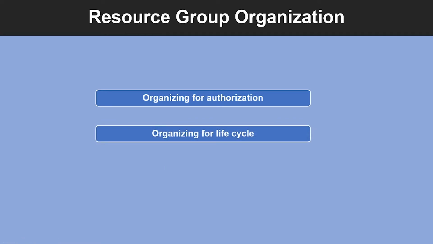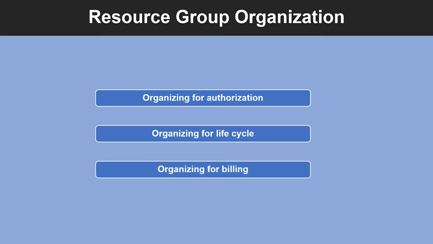Another type of organization is organizing for life cycle. If you delete a resource group, you delete all the resources in it. Use this where resources are more disposable, like non-production environments. So if you deploy 10 servers for a project that you know will only last a couple of months, you might put them all in a single resource group. And one resource group is easier to clean up than 10 or more resource groups.